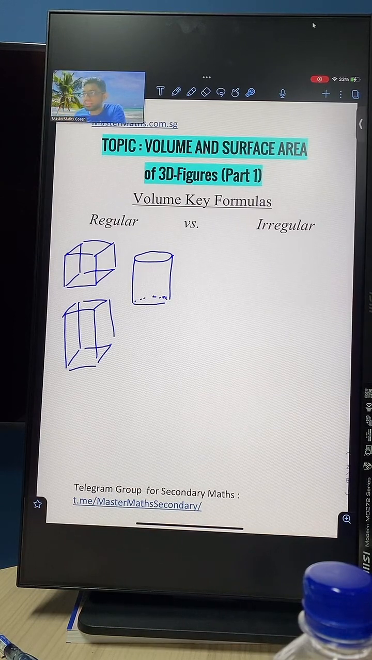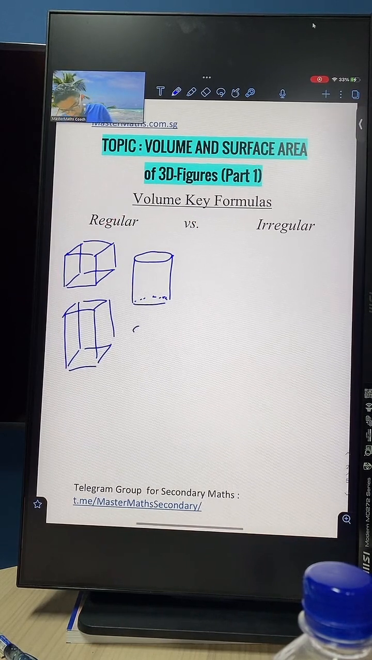Again, I repeat, what are other types of regular shapes that you guys are aware of that you can also put in here? There are so many types of regular shapes, by the way. Really, a lot of regular shapes that you guys know. Anyone can tell me what are some other examples of a regular shape? Put a question mark here.